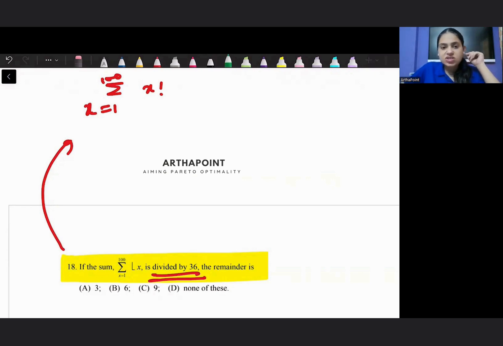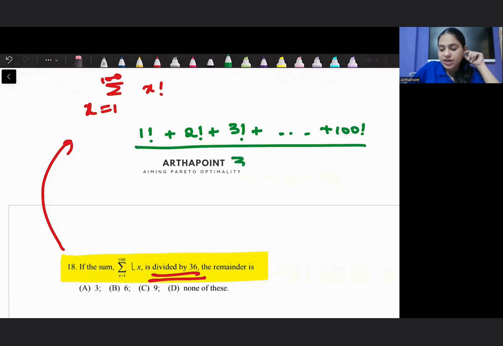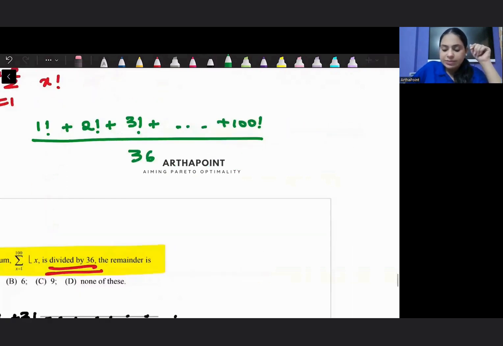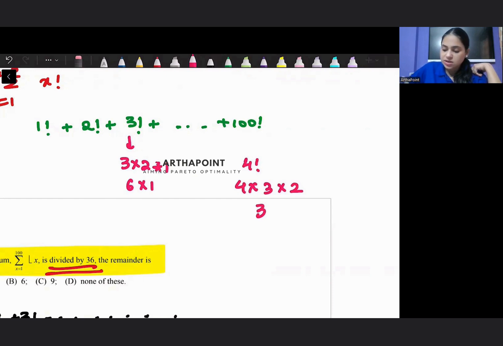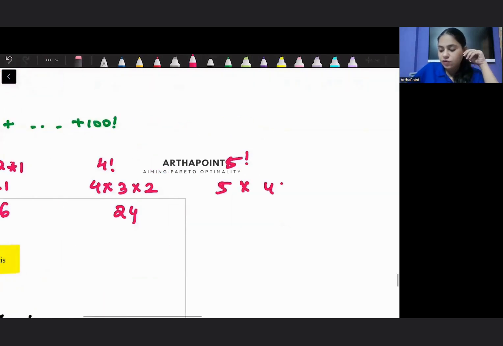So what I can do is I can just start summing. So 1 factorial plus 2 factorial plus 3 factorial and so on till 100 factorial. And I need to see what happens when I divide this by 36. What's the remainder? Let me look into first the sum. So now notice that, ध्यान से सुनना मेरी बात को. Try to see that when I find 3 factorial, this is 3 into 2 into 1. So this is 6 into 1. When I find 4 factorial, this is 4 into 3 into 2. So this is 24. When I find 5 factorial, this is 5 into 4 factorial. So 5 into 24. So 120.